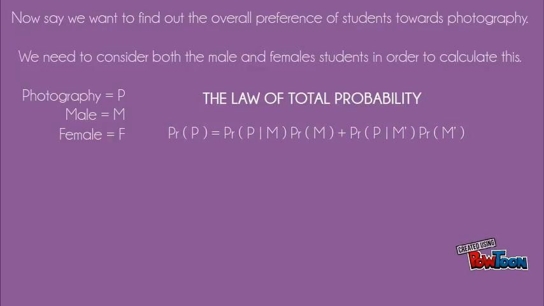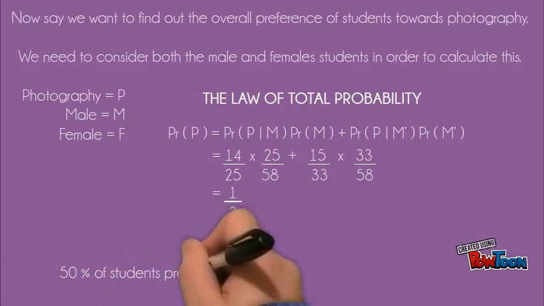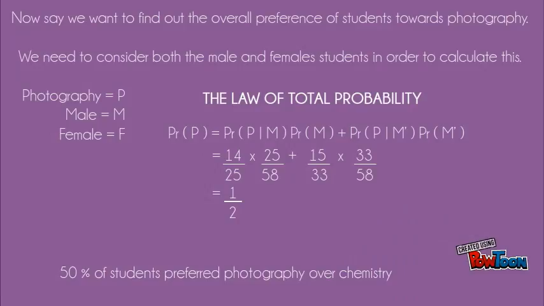This states that the probability of P is equal to the probability of P given M times the probability of M plus the probability of P given not M times the probability of not M. In this case, not M means F. Let's input these values. 14 over 25 times 25 over 58 plus 15 over 33 times 33 over 58.